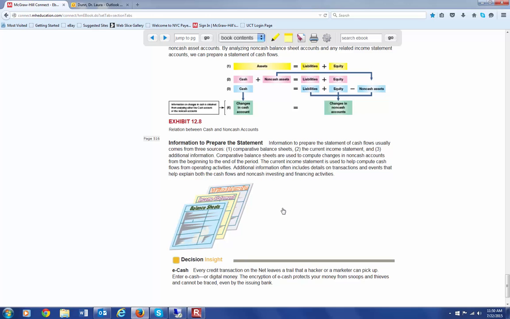So where do we get the information that we need to be able to do this? Well, definitely from our balance sheets, and what they mean by comparative is one statement to the next. So you have last period end and this period end that you're comparing. Then the current income statement for this particular period, and then there will be some other additional information that you might have to have. But the basic things are the balance sheet from last period and this period, and then the current income statement.